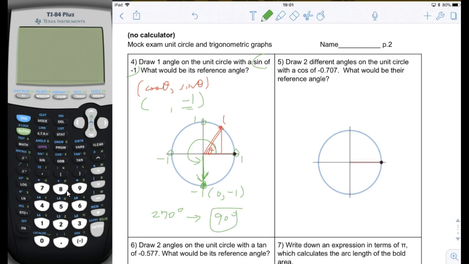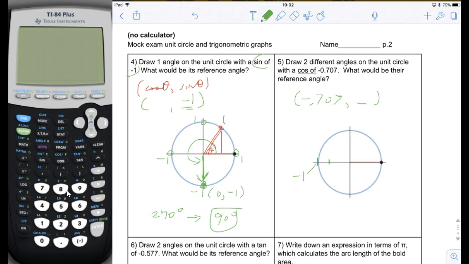Okay? All right. Moving on to number 5. Draw two different angles on this unit circle with a cosine of -0.707. What would be their reference angle? First, I'm just going to draw it as an estimate. Remember that if it has a cosine of -0.707, we're saying points on the circle that have an x-coordinate of -0.707 and a y-coordinate that's unknown. You can see that this is the y-coordinate of -1, so -0.707 would be about here, right?